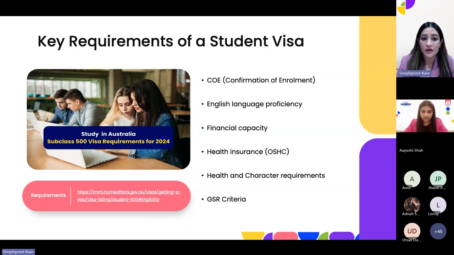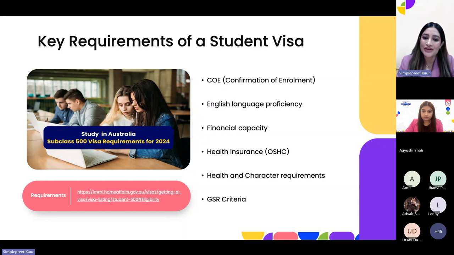Apart from that, you are required to have the financial capacity, which means you must have sufficient funds and genuine access to the funds in order to afford your stay in Australia, your study in Australia, and also you're required to have sufficient funds to arrange your travel. And these funds can be provided by your parents or any immediate family members in your home country.